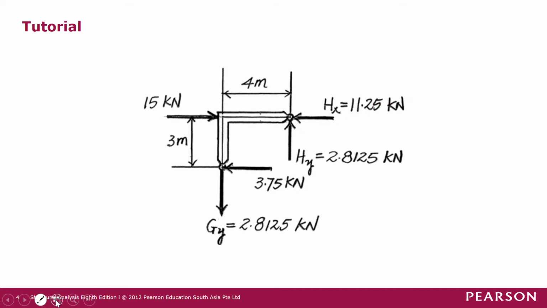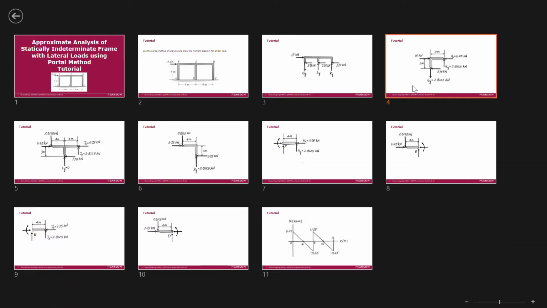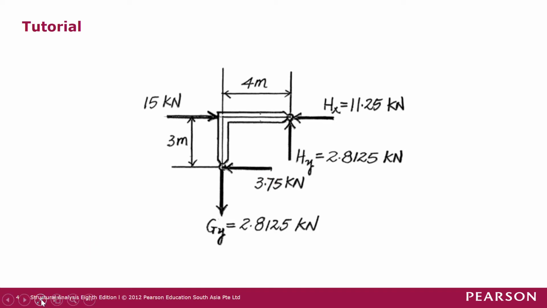And then the second step is to sum moment at joint H. When we sum moment at joint H, in this case Hx, Hy, and also this 15 kilonewton force go through point H. So these three forces will not produce any moment about joint H.